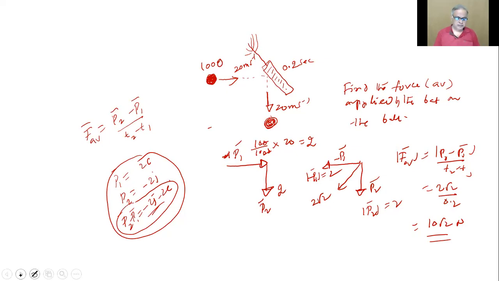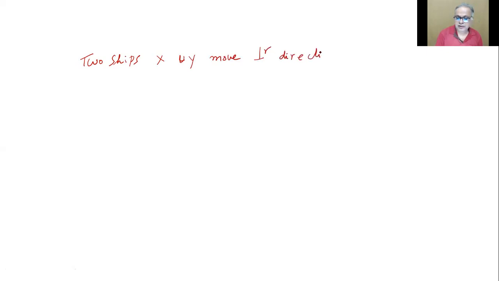Okay. Now, look at this. 2 ships. I don't give the figure, because if I give the figure, that will be giving you half the problem. I'll put it in words. 2 ships X and Y move in perpendicular directions with equal speed.